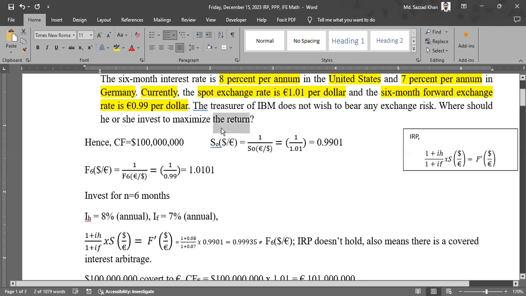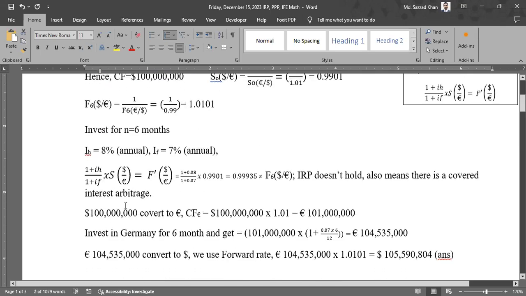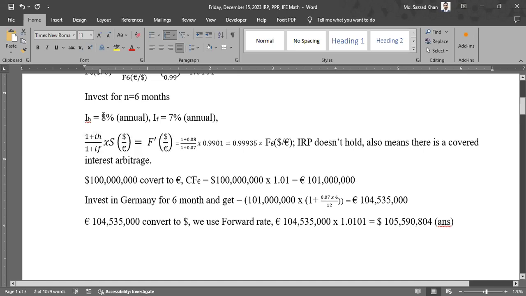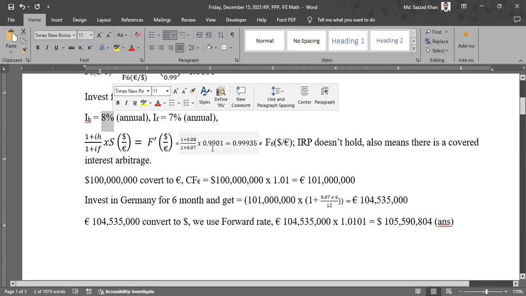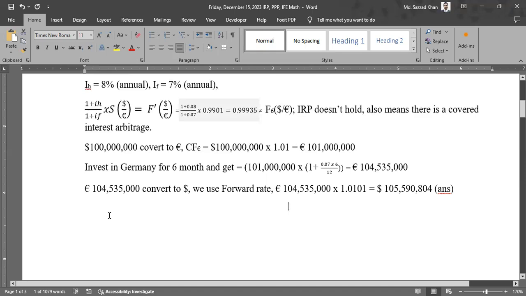So if he invests in his home country, then he would have earned 8% interest. So that will be the 8% annual return. However, the 8% annual return should be compounded. Let me show you.